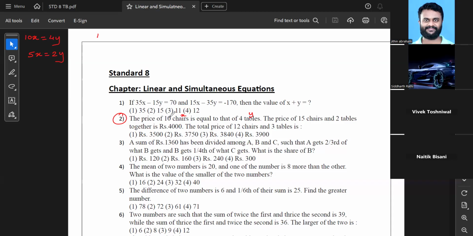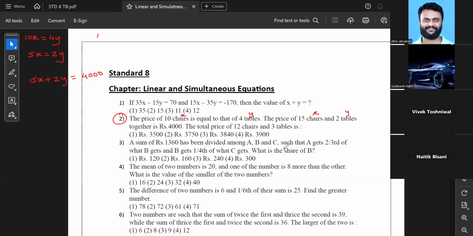Now, the second point they have said the price of 15 chairs. So each chair costs us x, each table costs us y. So 15x plus 2y is equal to 4,000. That is your second equation. So 15x plus 2y is equal to 4,000.